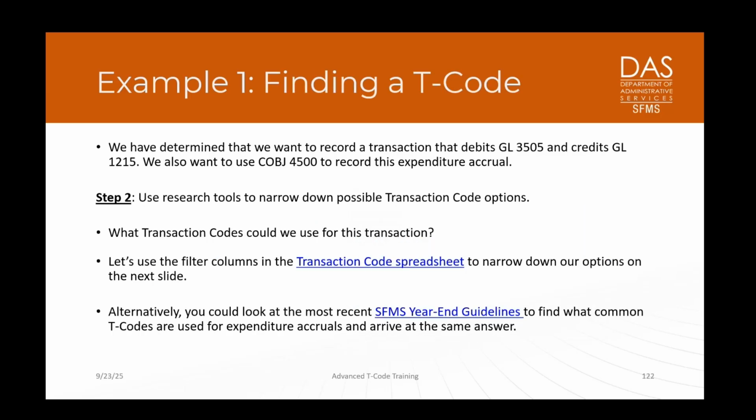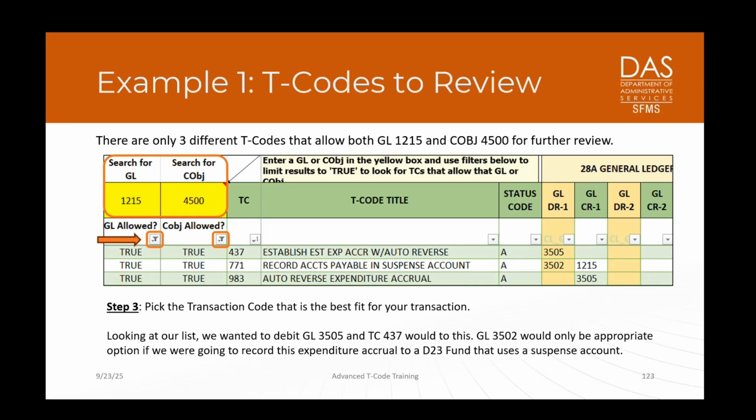So once we have the GLs that we want to use for that, we can then go to the T code spreadsheet and narrow down our T code options like you've seen before in some of our prior examples. Or as a shortcut, you could also look at our SFMS year-end guidelines and see if it gives you more information there. Our year-end guidelines have the most common T codes that are used for accruals, so you may be able to save yourself some time by looking at that resource first. But if you wanted to use the T code spreadsheet, you could input the GLs and comp objects that you're looking for in the entry and narrow down the list to find the one that's right in the specific case.